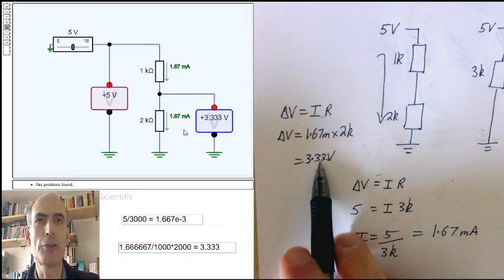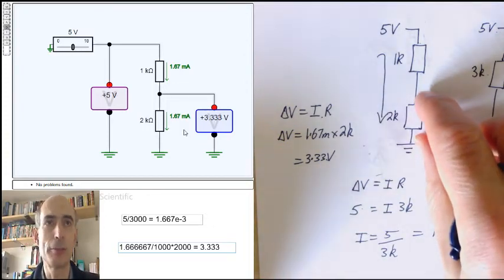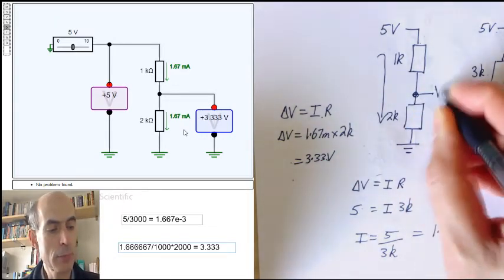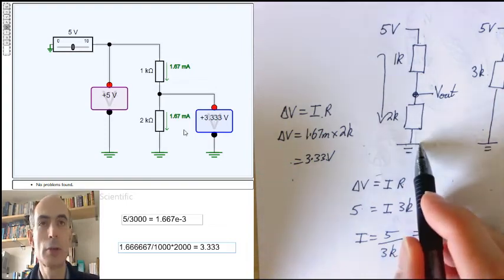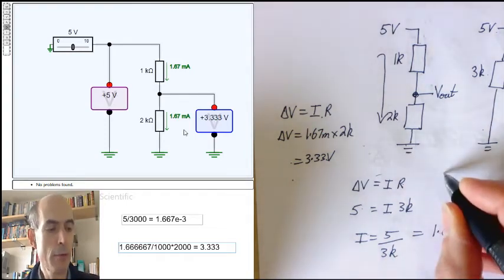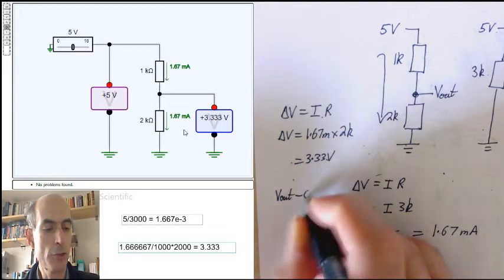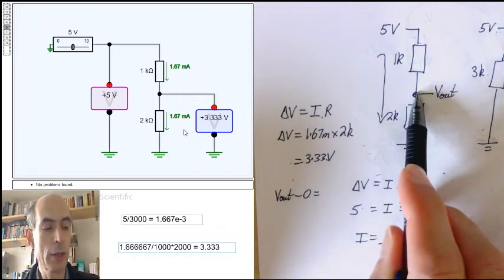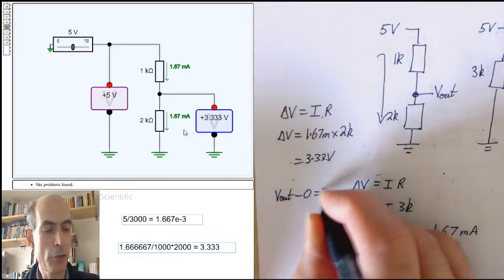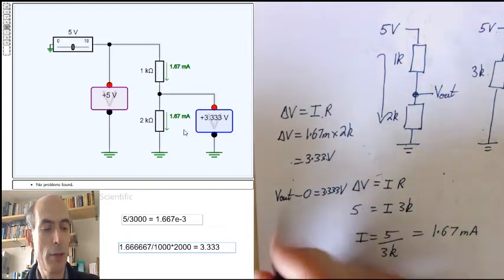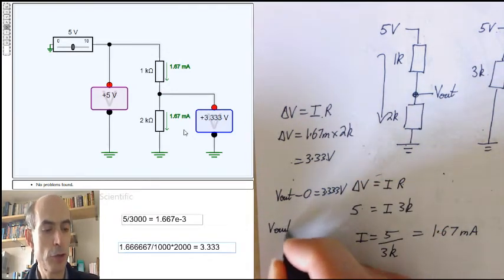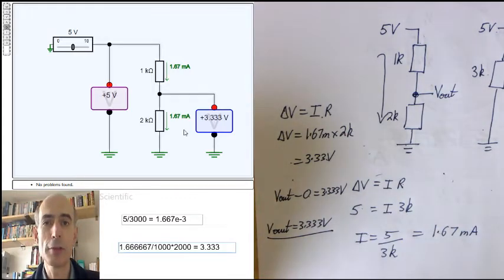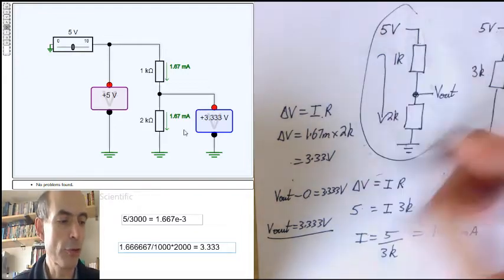That is the difference in the voltages across this 2K resistor. So this delta V here is this voltage here, I'll call it V out, minus ground. In other words, V out minus 0. That's delta V for the 2K resistor. The voltage on one side minus the voltage on the other is 3.33 volts. Therefore, the output voltage must be 3.333 volts. And we have solved the potential divider equation for this circuit.